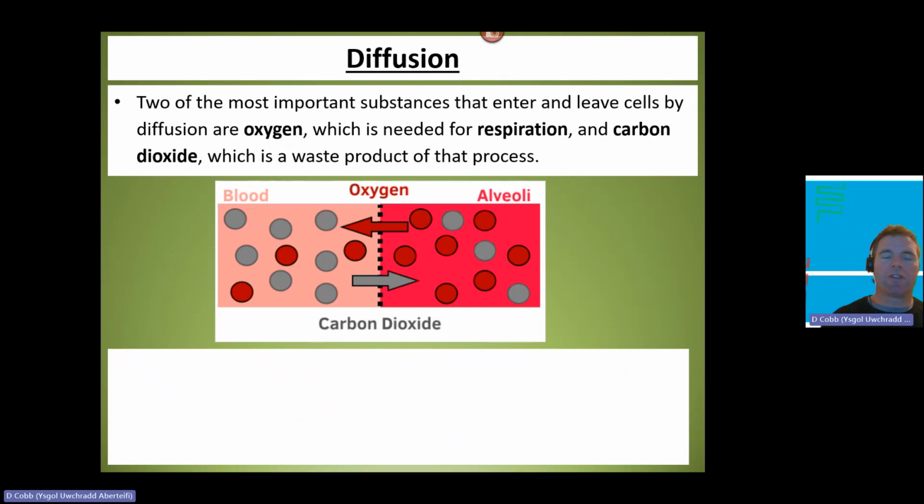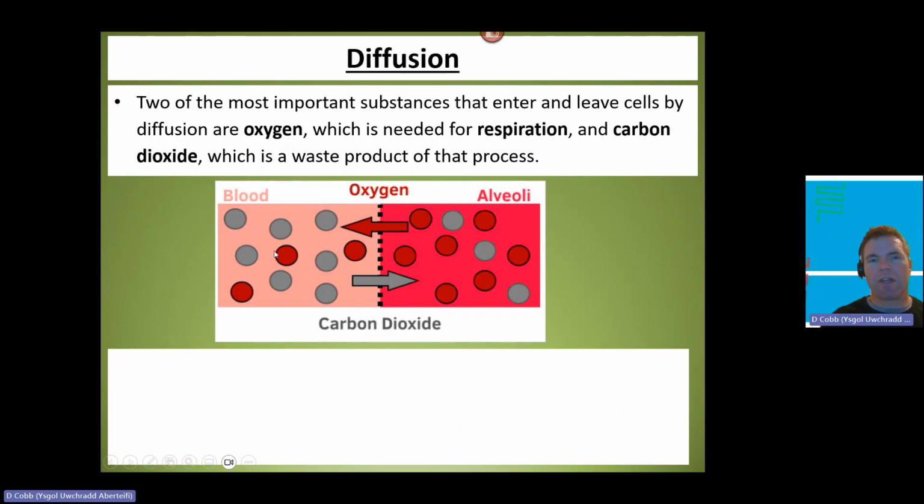We have oxygen in the alveoli, so oxygen is in red, and there's a higher concentration of oxygen in the alveoli of the lungs and a lower concentration of oxygen in the blood. And you can see as a consequence there's a red arrow there, because those red oxygen molecules are moving from the alveoli into the blood.